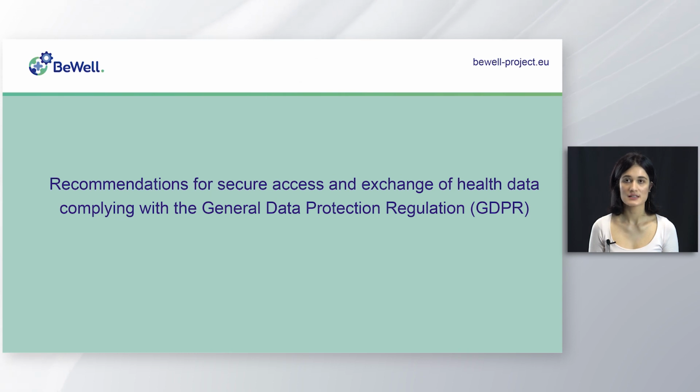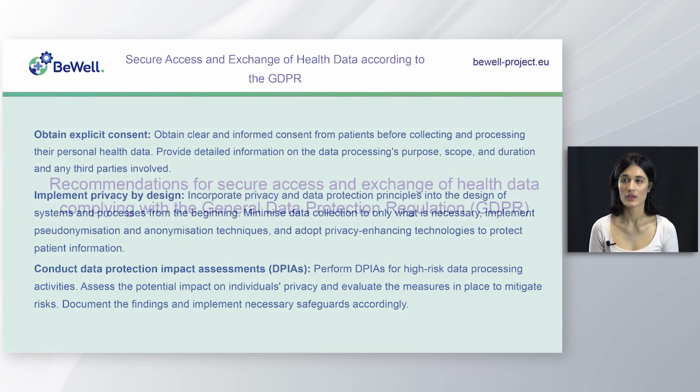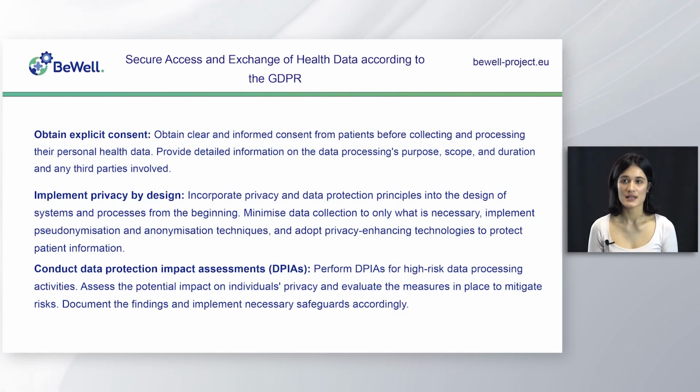Recommendations for secure access and exchange of health data complying with the General Data Protection Regulation. To ensure secure access and exchange of health data in hospitals while complying with the General Data Protection Regulation, consider the following recommendations. 1. Obtain explicit consent. Obtain clear and informed consent from patients before collecting and processing their personal health data. Provide detailed information on the purpose, scope, and duration of data processing, as well as any third parties involved.